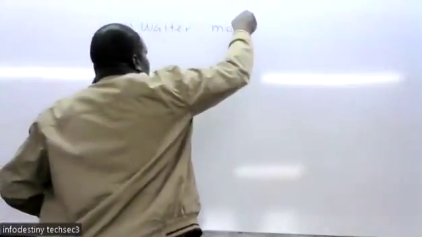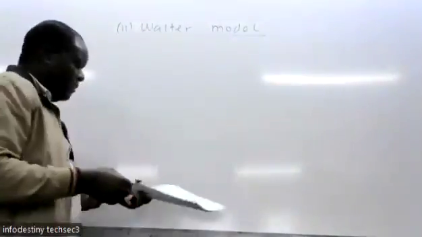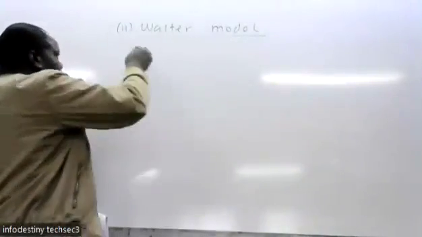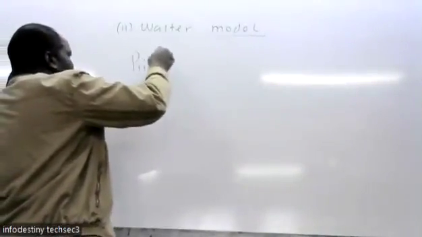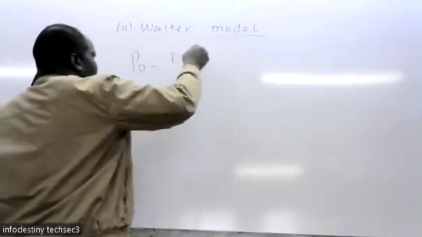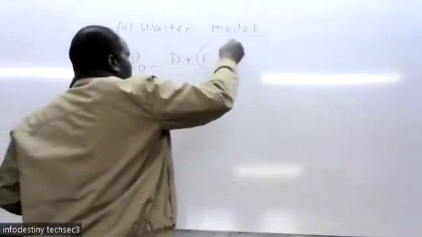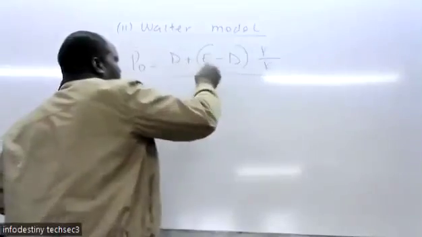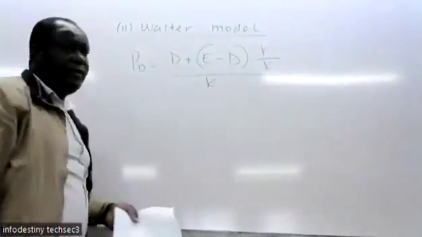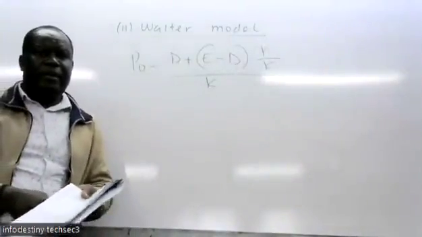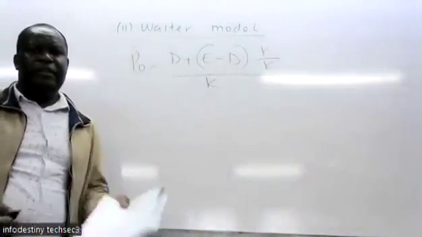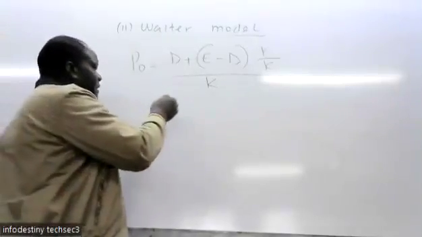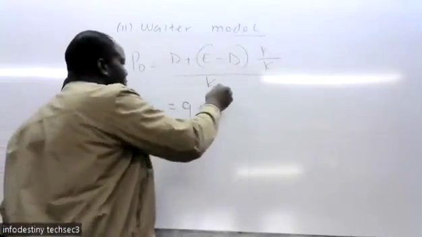So when we use the James Walter model to get the value of the share, it is P0. It will be equal to D plus in brackets E minus D, then R over K. We divide again by K. D we have just calculated. But a dividend of how much? So dividend is 9.